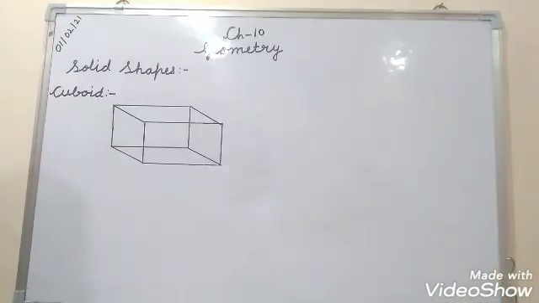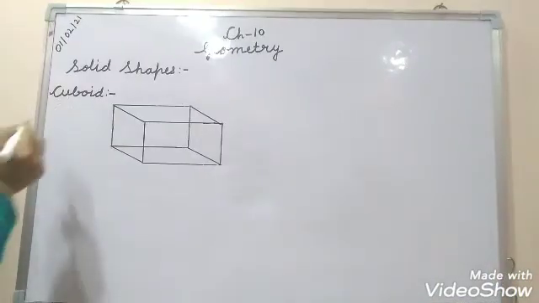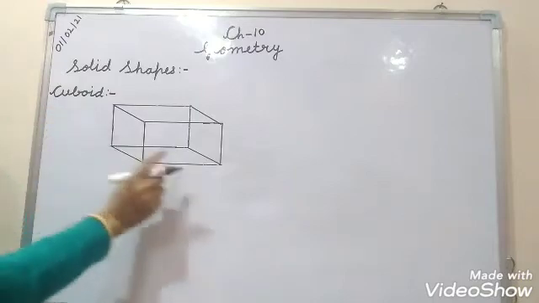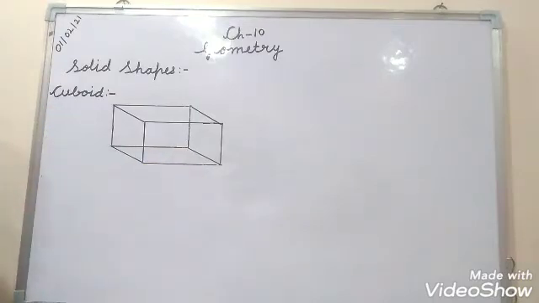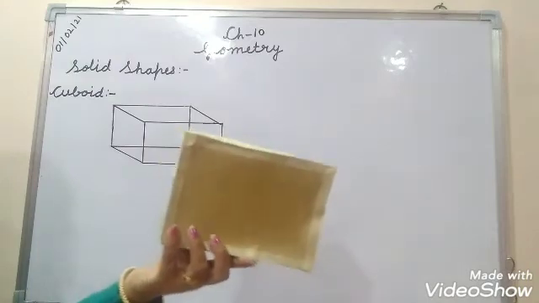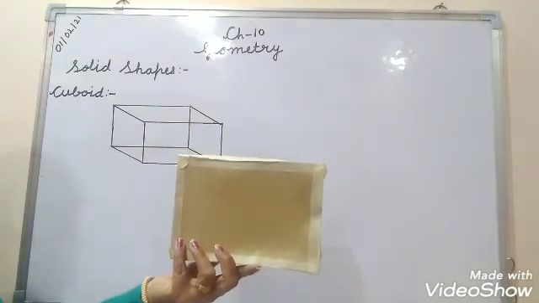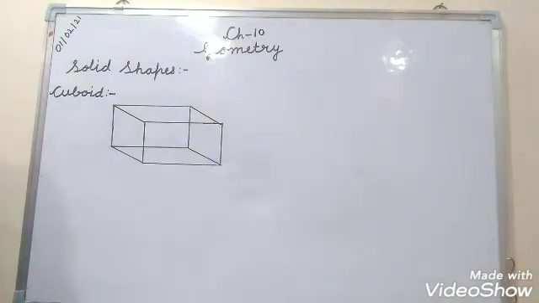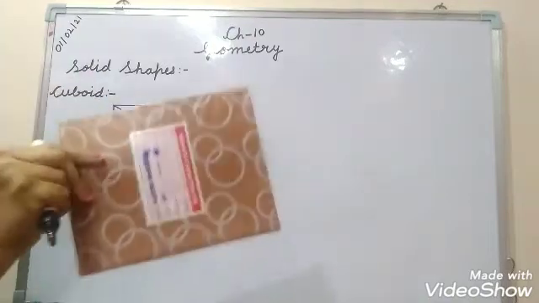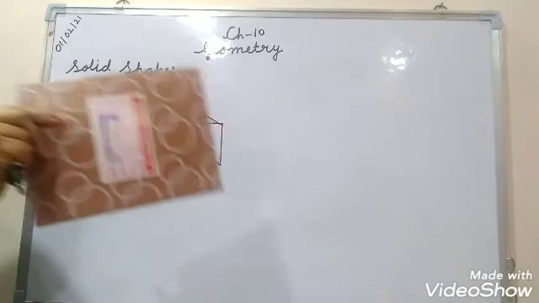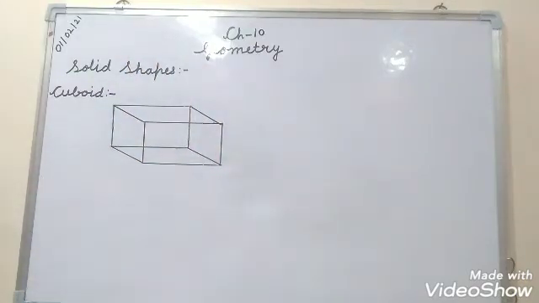Okay children, our next solid shape is cuboid. Here the figure is a cuboid. Now I have a box which looks like a cuboid shape. In our daily life, some examples of cuboid are brick, copy. I have one copy, you can see here, it looks like a cuboid. So these are the examples of cuboid. Now let's learn about the properties of cuboid.